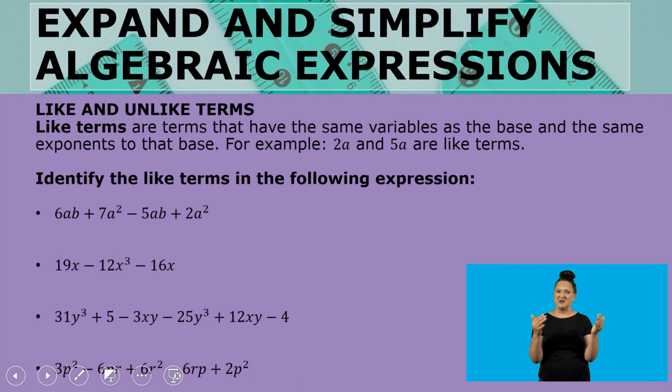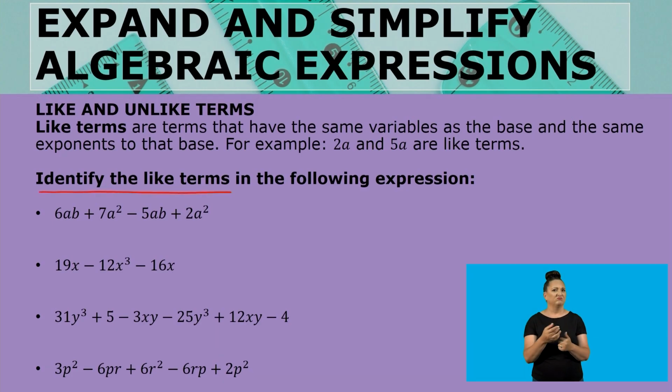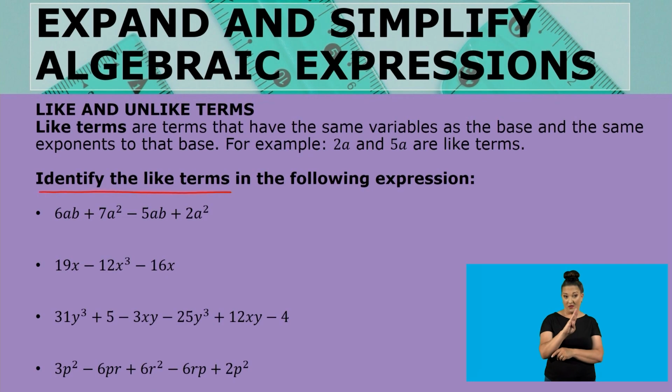Now, we are going to be looking at like and unlike terms. Like terms are terms that have the same variable as the base and the same exponents to that base. For example, 2a and 5a are like terms. So in the following expressions, we are going to identify the like terms, just so that we can see which ones are like terms. So the first one there is 6ab plus 7a squared minus 5ab plus 2a squared.